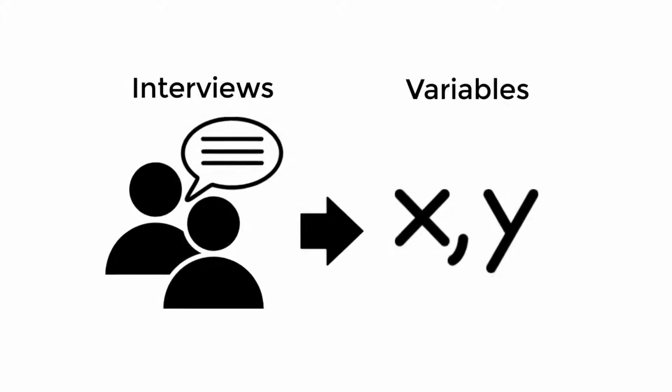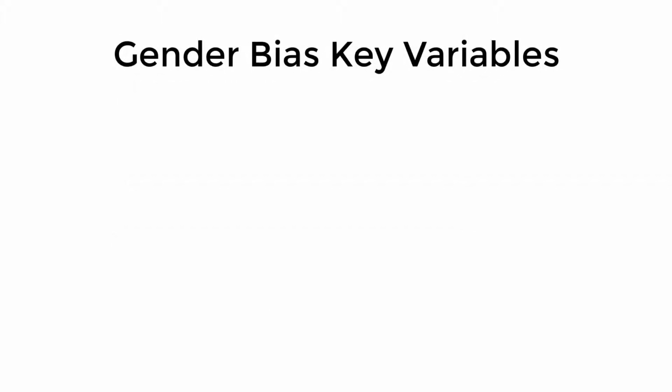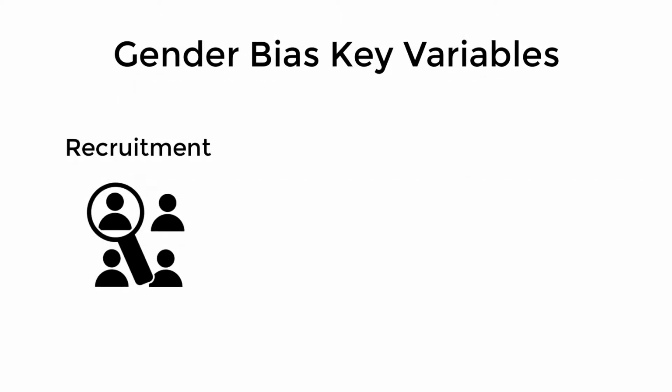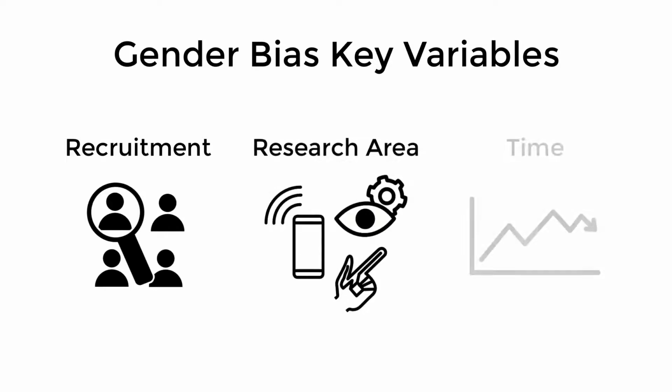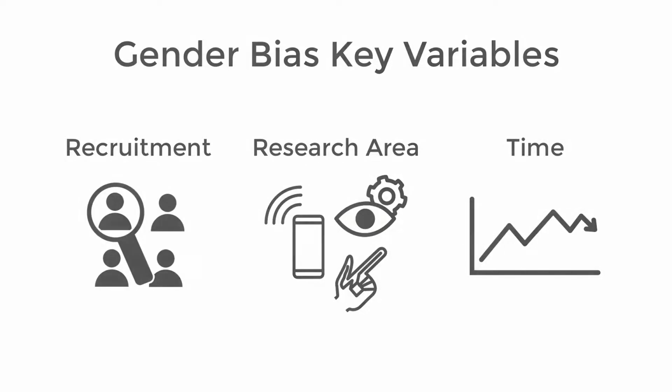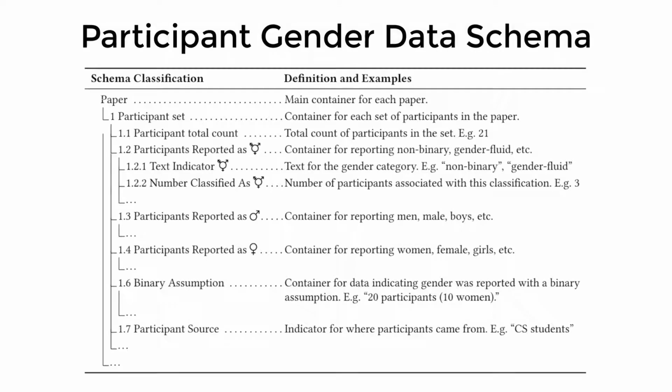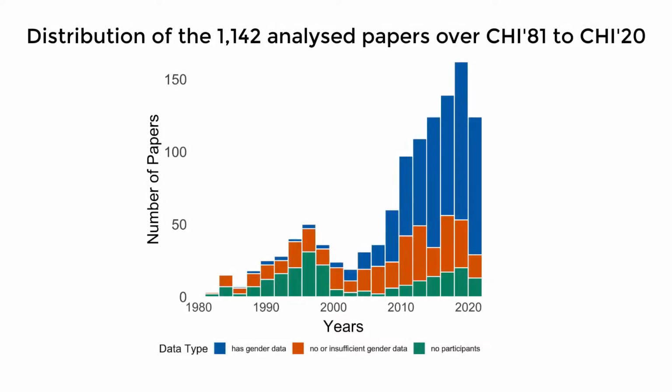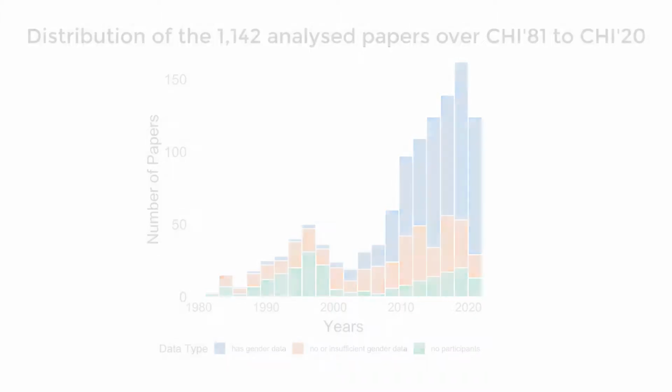From our interviews, we identified 3 key variables: participant recruitment methods, the research area of the study, and the year the study was published. We then created a data schema to codify participant gender and related variables and used it to structure data collected from 1,142 randomly selected papers from CHI 1981 to CHI 2020.